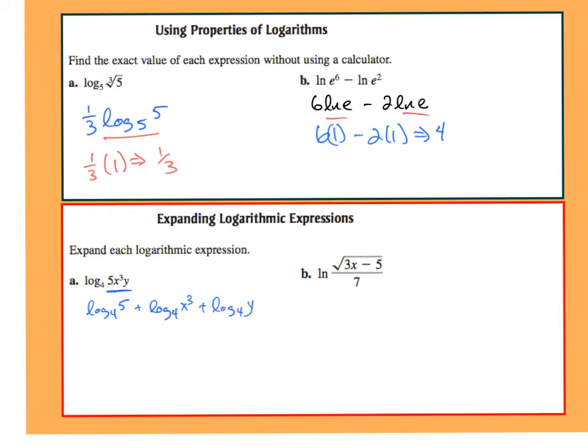There's one more step to get full credit. What would you have to do? The 3 comes out front. All right, so this 3 would actually come out front, and so that would actually be a 3 log base 4 of x, and then I still have my other ones.